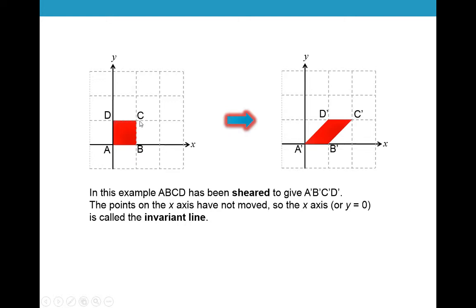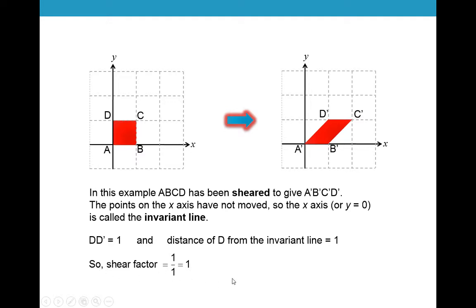So the shear factor, looking at this, is what? 1. Because you've moved that a perpendicular distance of 1, it's now moved across 1. And that's why you get this shape here. So DD' is equal to 1, the distance from there to there. And the distance from D to the original line is 1. So from the previous slide, distance travelled divided by perpendicular distance from the invariant line is 1 divided by 1, so the shear factor must be 1.